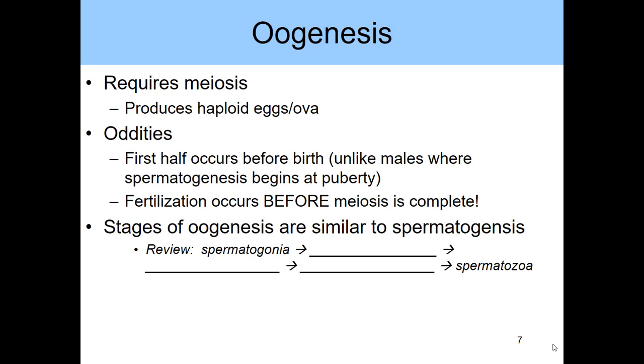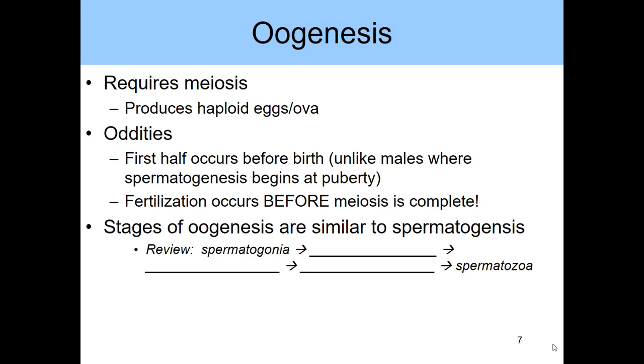Oogenesis is the process of producing eggs or ova within the female's ovaries. Oogenesis is very similar to spermatogenesis, but there are some differences, or oddities as I have them labeled on this slide. One of the unique things about oogenesis is that about half of it occurs before the female is even born, unlike males where spermatogenesis doesn't even begin until puberty.